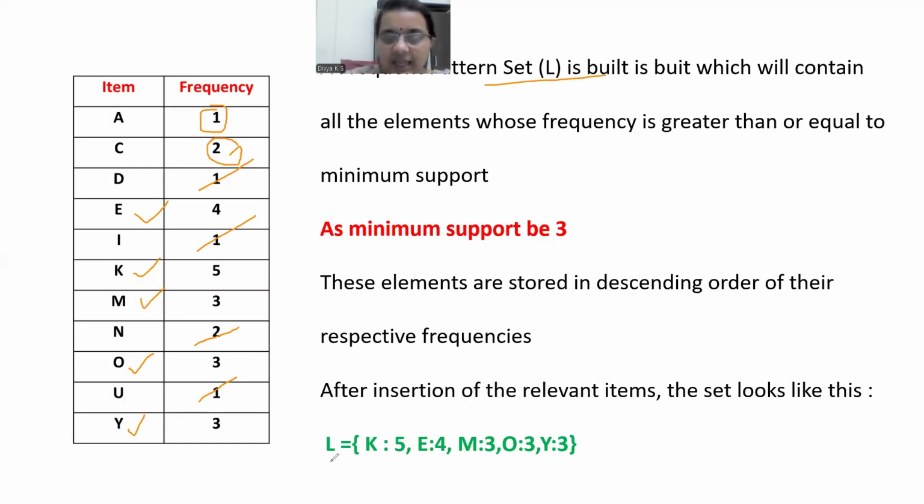So we write L equal to all these items. When writing it as a set, please remember to write the biggest frequency first. K is the highest, right? Here you can see K is the highest with 5. So write the first term K5, then E4, M3, O, and Y. Here these three have the same frequency, so we can exchange their order. Always try to write the items in the same order as in the table. So we got L as K, E, M, O, Y. Okay, now I'll clear this.